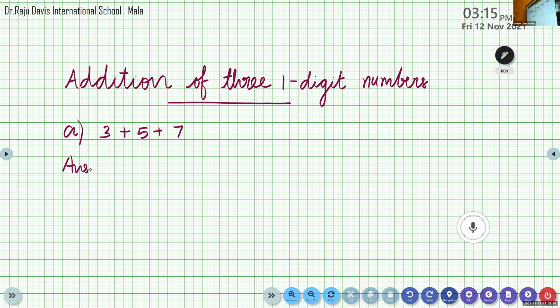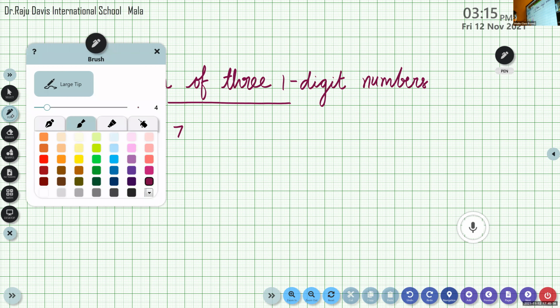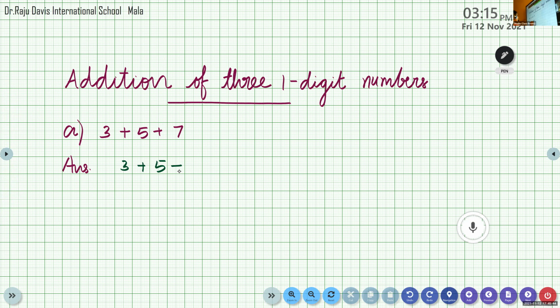So let's write the answer. Let's write once again these numbers. That means 3 plus 5 plus 7. Now let's add the first two numbers, these two numbers.